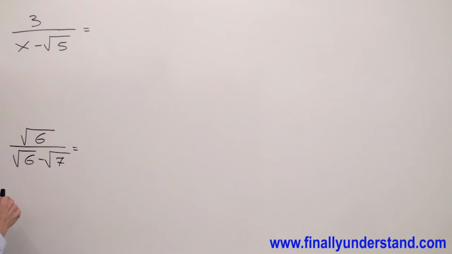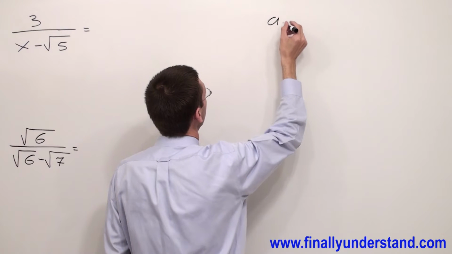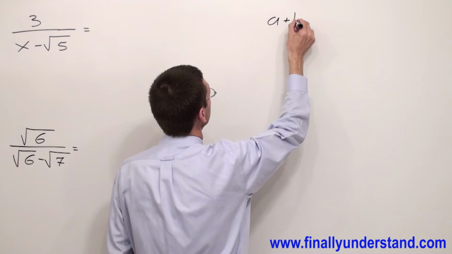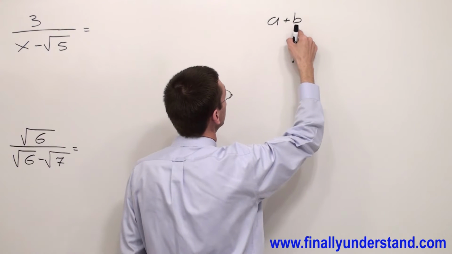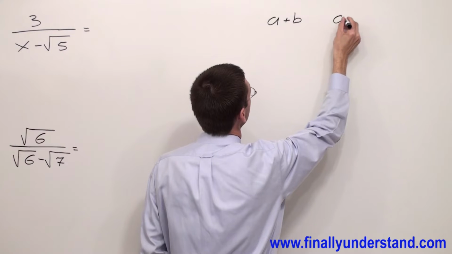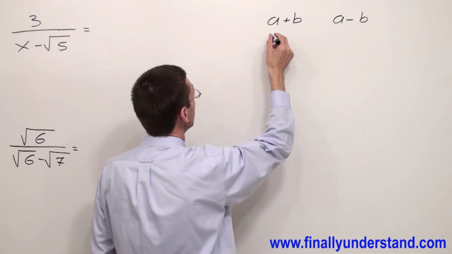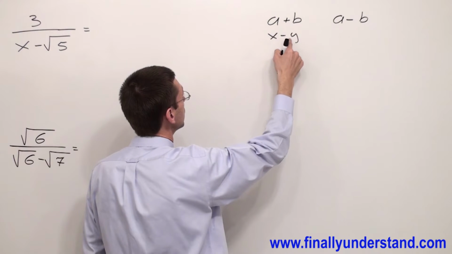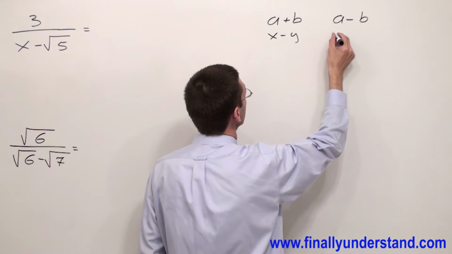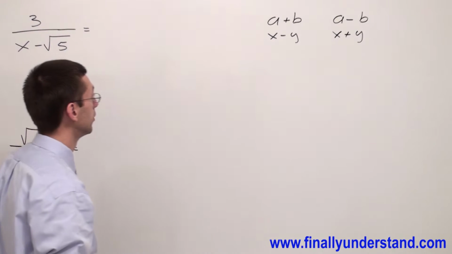But before I perform any operations, let me just remind you that we're supposed to apply the conjugate. Let's say I have the binomial a plus b. The conjugate of it is a minus b. And for example, if I have the binomial x minus y, the conjugate of x minus y is x plus y. Okay, you have to remember about conjugates.